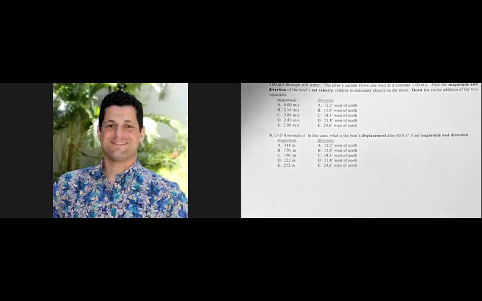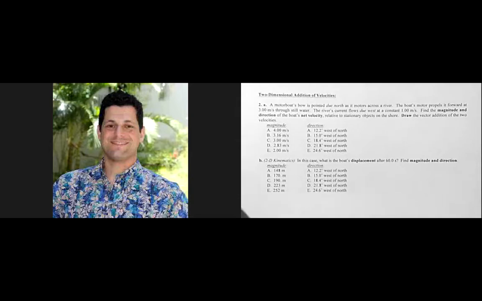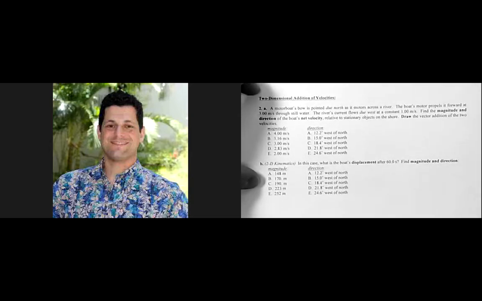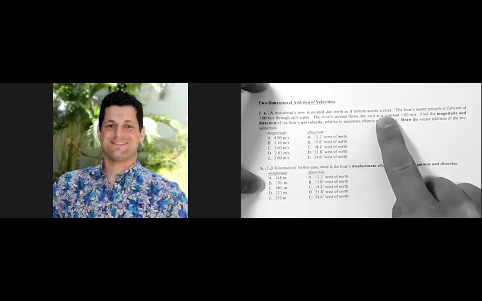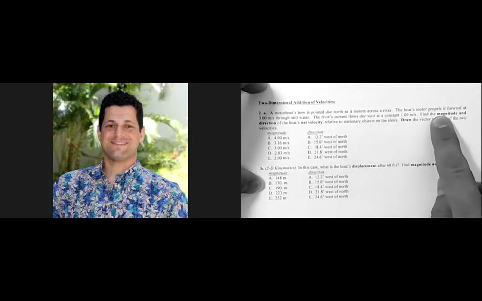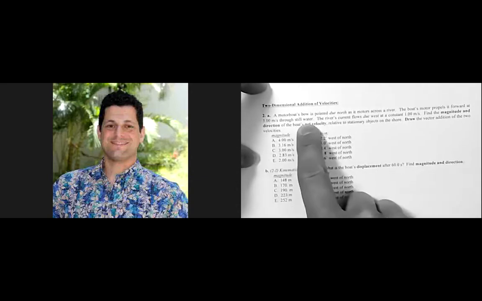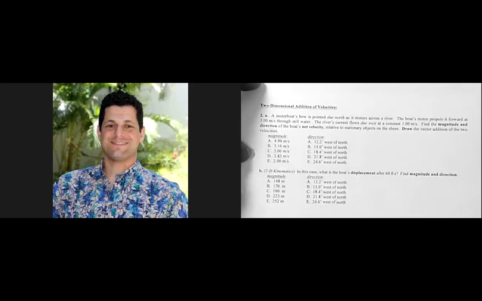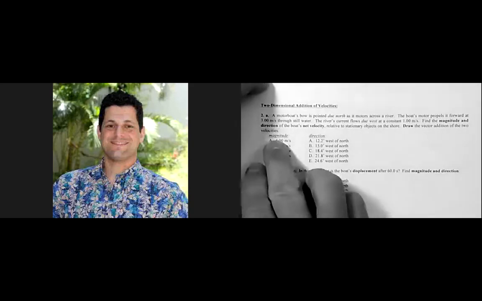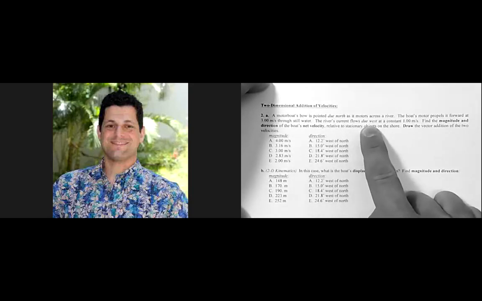All right, so in the case of 2A, what we have is a motorboat's bow that's pointed due north as it tries to motor across a river. And this is what the speed of the motor would be in still water. So the same as in the one-dimensional case that we just did. This little motorboat, if you put it in still water, would propel forward at 3 meters per second. This particular river's current is flowing due west at a constant 1 meter per second.